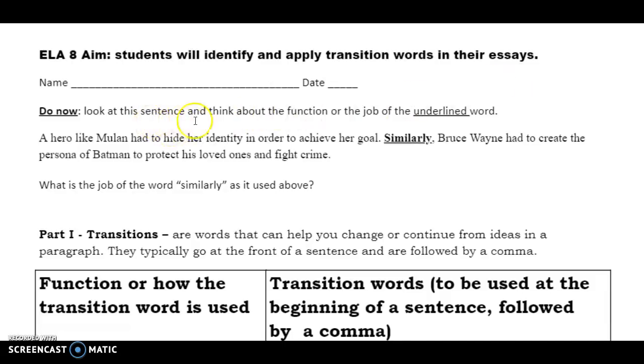So the do now says, look at this sentence and think about the function or the job of the underlined word. And the sentence reads, a hero, like Mulan, had to hide her identity in order to achieve her goal. Similarly, Bruce Wayne had to create the persona of Batman to protect his loved ones and fight crime. So, thinking about the job of this word similarly, what is the job of the word similarly as it's used above?